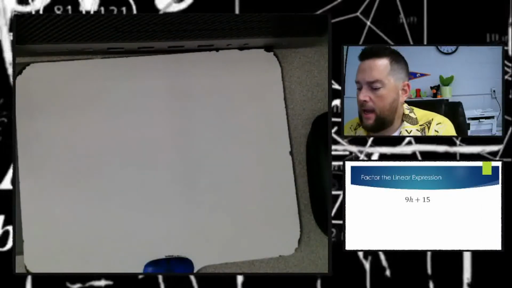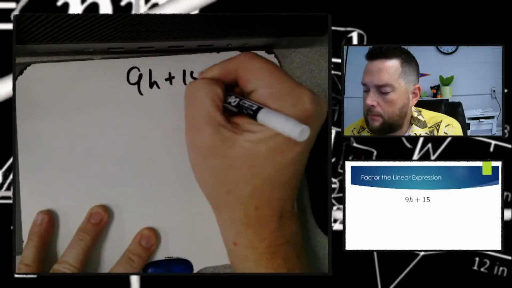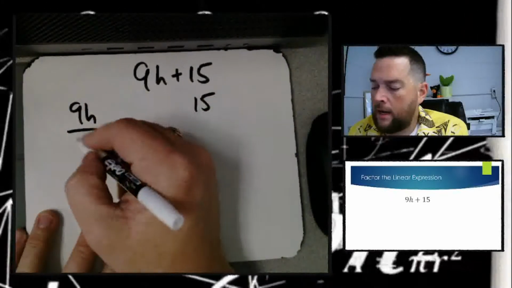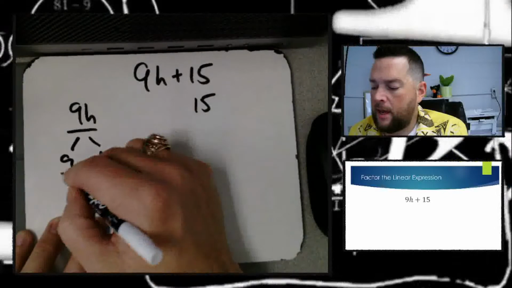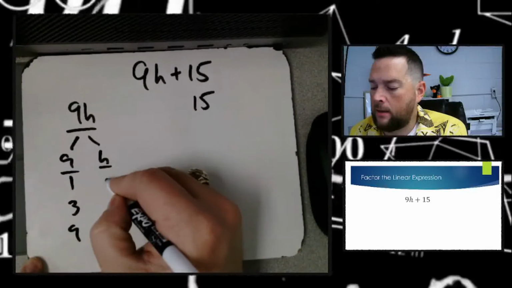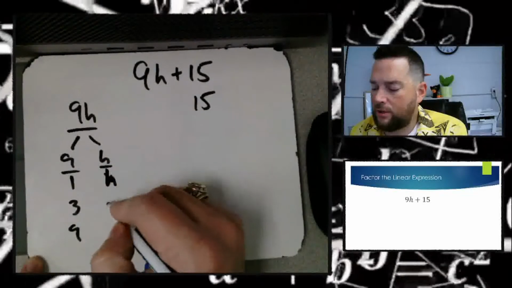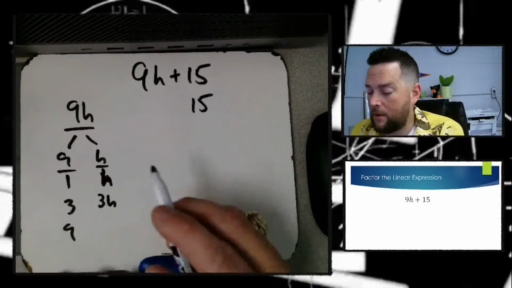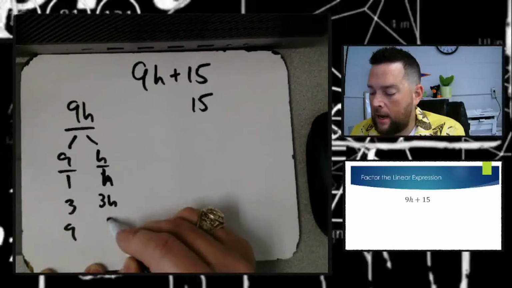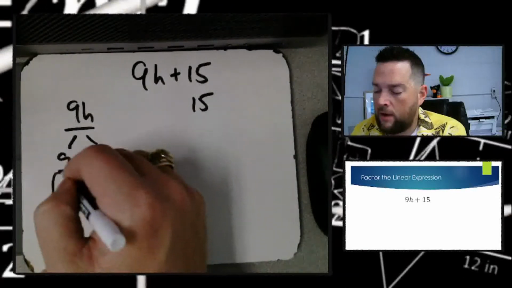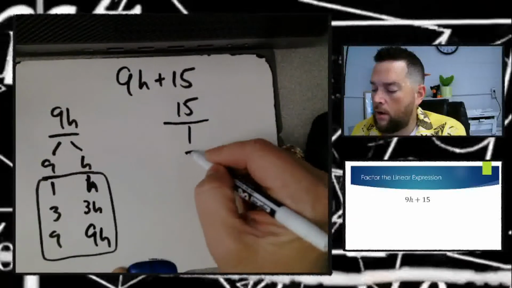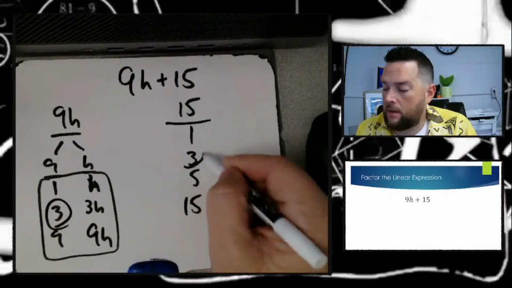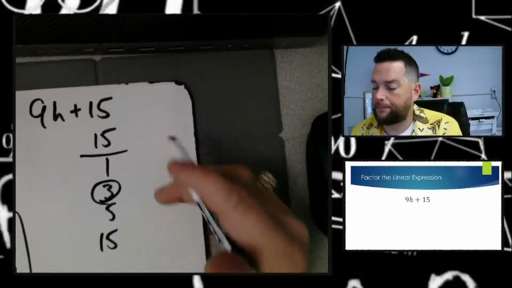Okay, so I see 9h plus 15. I'm going to factor each of the numbers first because that's my first step. For 9h, I'm going to split off the 9 from the h. I've got 1, 3, and 9. Then 1h, 3h. I started to write x's because a lot of times with math we use variables, we use x. It's kind of the default. Then I'm going to include the h with that 9, that's 9h. So those are all the factors of 9h. And for 15, you have 1, 3, 5, and 15. Those are the factors, and the greatest common factor is going to be 3.